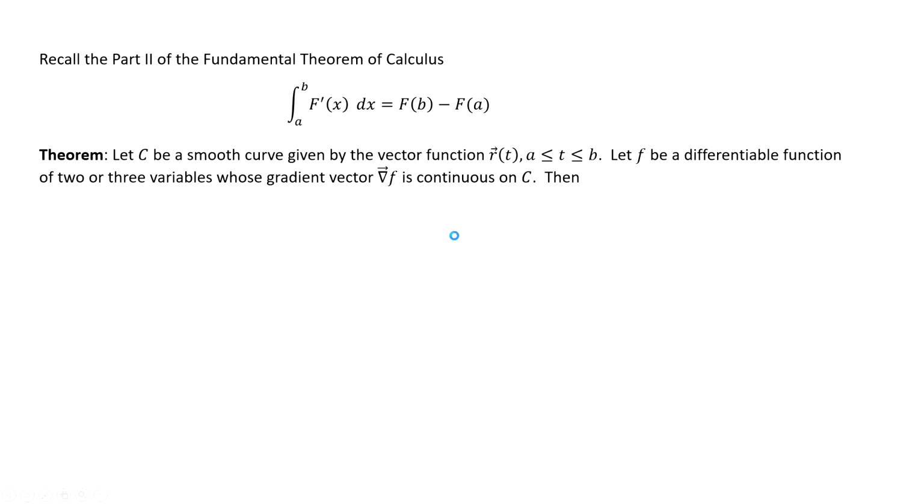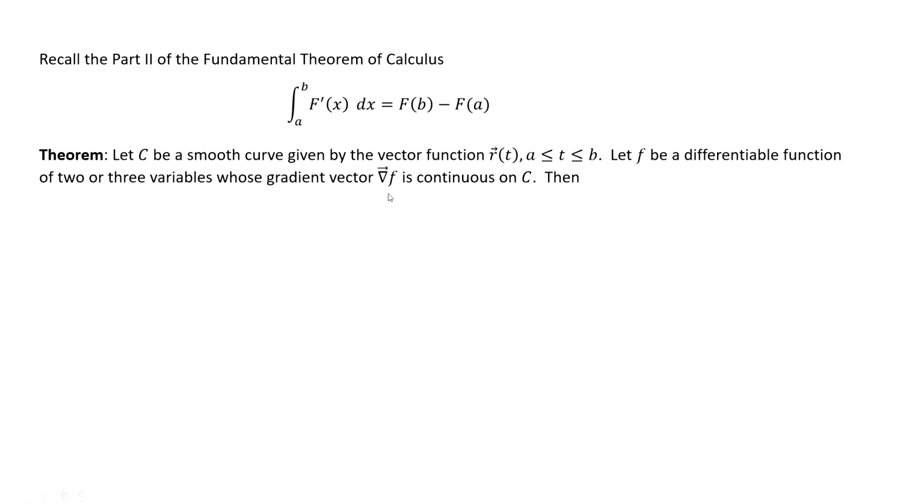So recall, now, how does it work with these line integrals? This is a theorem. Let C be a smooth curve given by the vector function r of t, with t going from a to b. And let f be a differentiable function of 2 or 3 variables whose gradient vector del f is continuous on C. What do we have here? We have a curve given in its parametric form as a vector function. And also we have a differentiable function of 2 or 3 variables whose gradient happens to be del f.